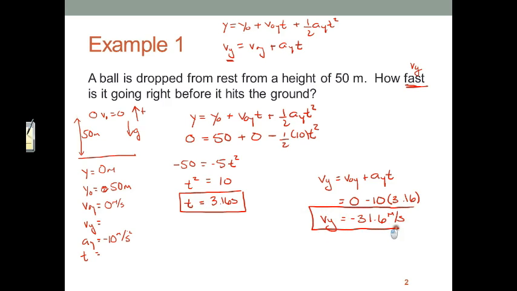Okay, what does that negative sign tell us? In physics, positive and negative signs tell us about direction. Because it's a negative 31.6, that tells me it's moving downward, which makes a whole lot of sense. I mean, we're dropping a ball here, right? It's going to be going down.